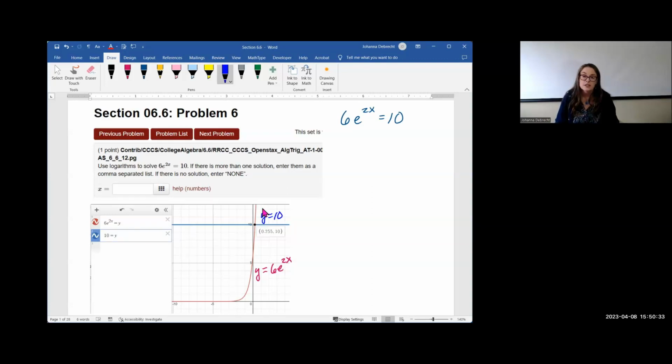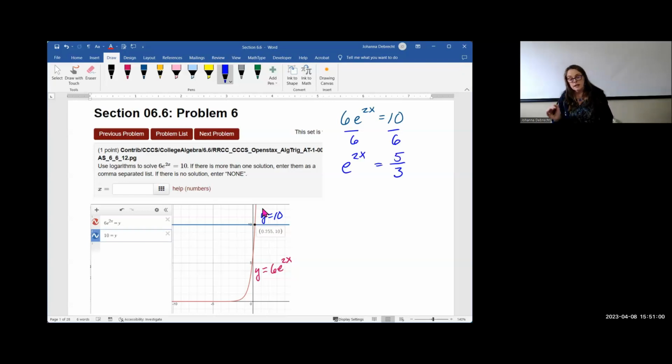So the next thing we need to do is, the variable is in the power. So we're going to isolate the exponential, and then we're going to take the natural log of both sides, or we can switch to natural log form and pull that power to the front, however we want to look at it. So the first thing I'm going to do is divide by the 6, and that gives me e to the 2x equals 5 divided by 3.